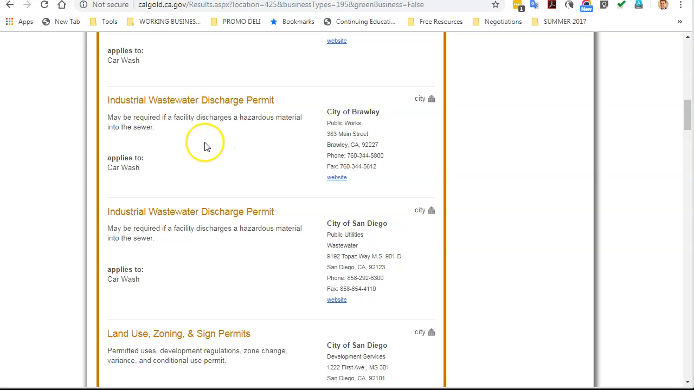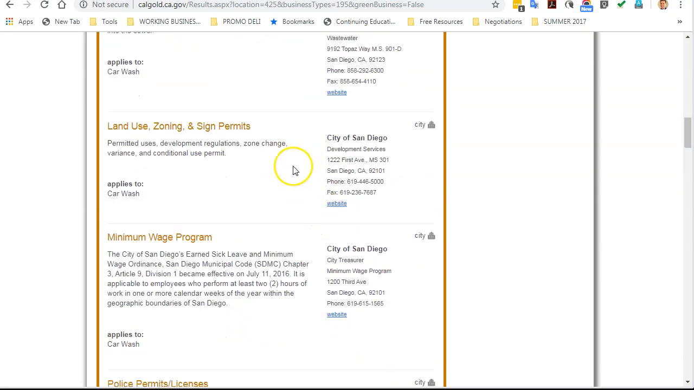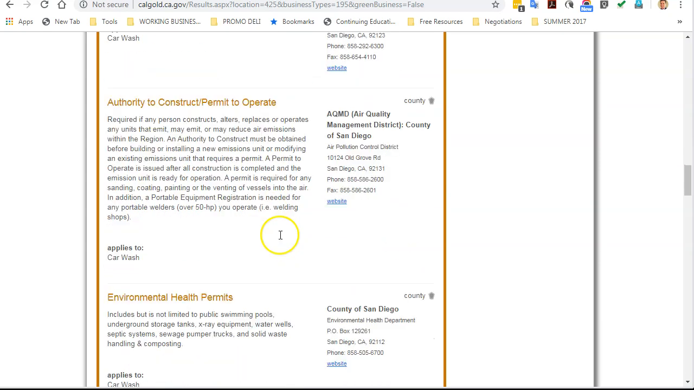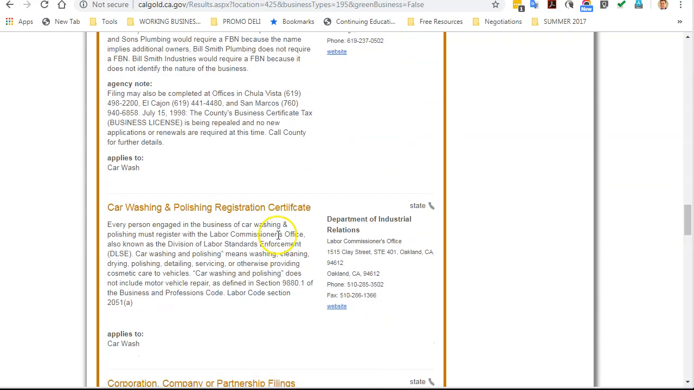Industrial waste: yes, we're going to be discharging our waste, and it looks like the city of Brawley is handling that. Again, this is the website, so I would always want to figure out, am I doing it through the City of Brawley or the City of San Diego? It looks like they're the same one, so I might need to check where my water is being dumped, and depending on which, I might need that permit. So go through this. If I'm not hiring employees, I probably don't need a minimum wage program, right? Okay, so just go through all this and see what you need.